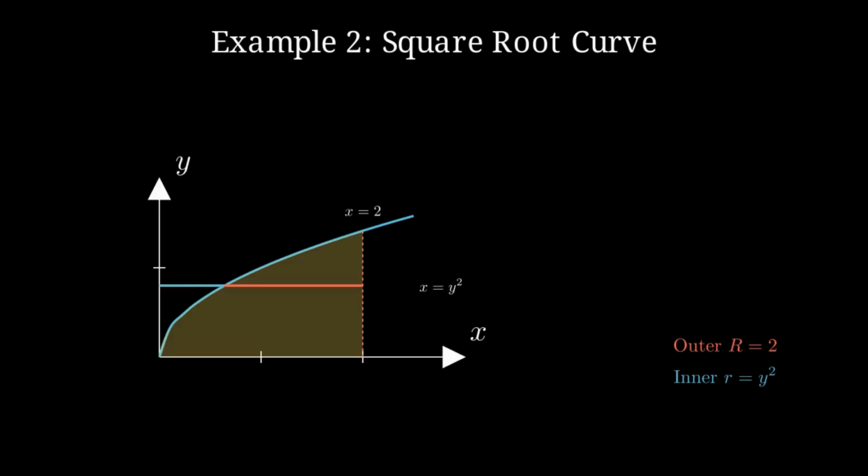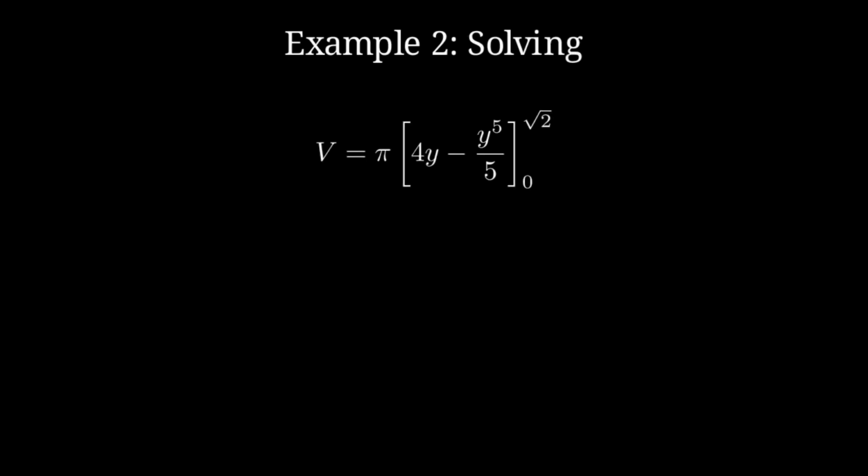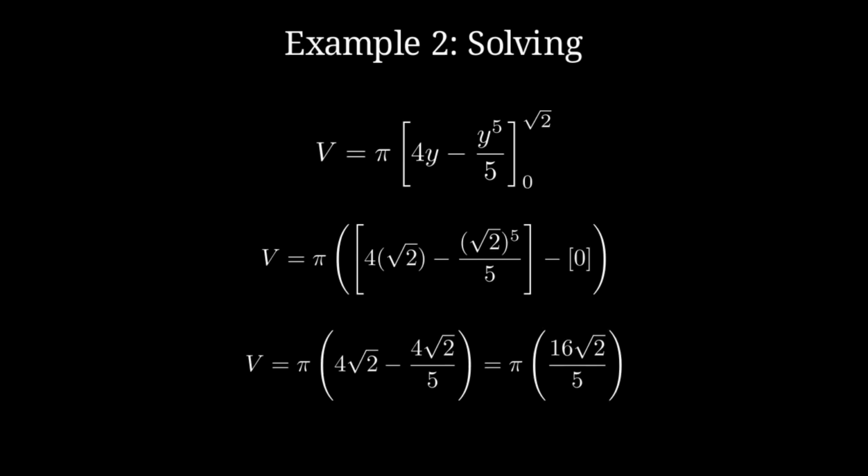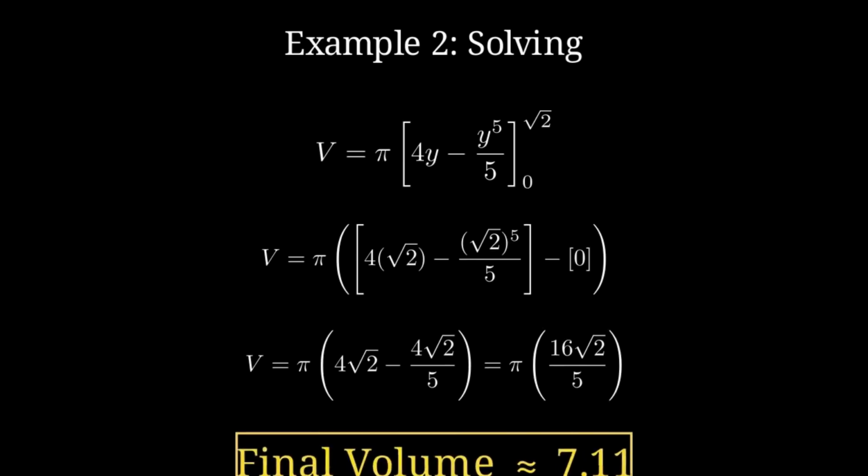Here, the outer radius is the constant line x equals 2, and the inner radius is the curve x equals y squared. We perform the integration to get 4y minus y to the fifth over 5. Evaluating at the square root of 2, we get 4 root 2 minus 4 root 2 over 5. This simplifies to 16 root 2 over 5 times pi. Calculations like these are common in determining the displacement of fluids in manufactured parts.